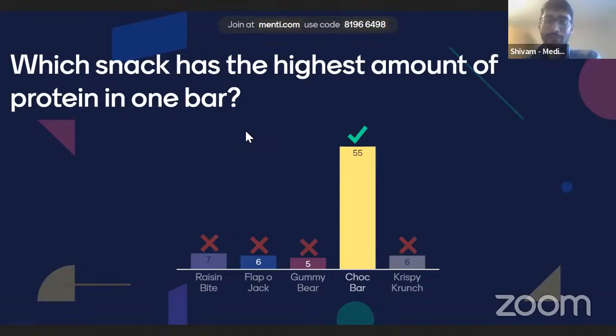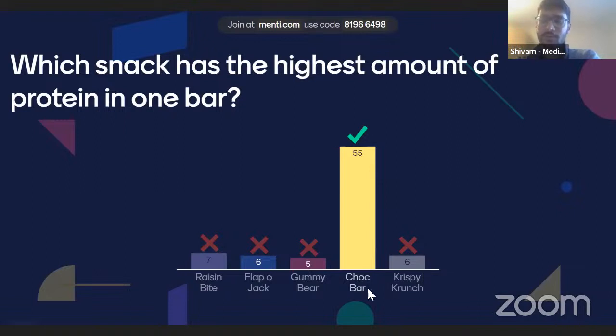So this is another absolute classic example of a typical question in the quantitative reasoning section. And this question comes up all the time. And what most students do is they get their calculator and they start calculating every single answer. So they'll calculate the amount of protein per gram for Raisin Bite, for Flapperjack, for Gummy Bear, for Choco Bar, for Crispy Crunch. When actually a question like this is a classic eyeballing, or I call it guesstimating question, where you have to eyeball each chocolate bar here and actually work out roughly the amount of protein in each one.